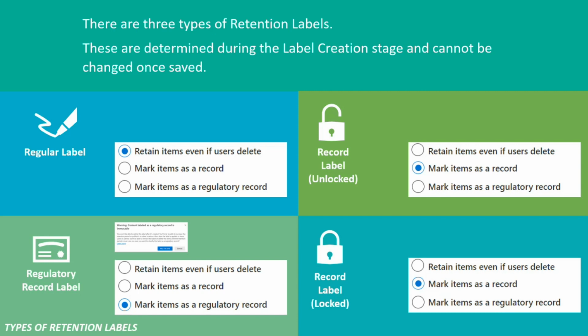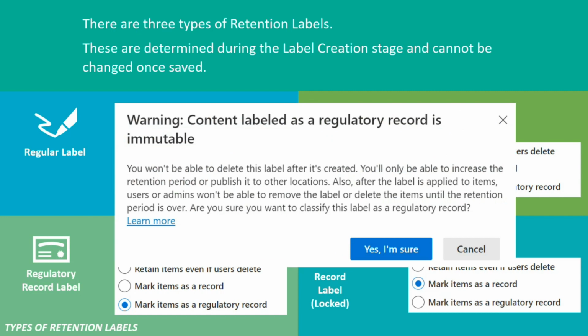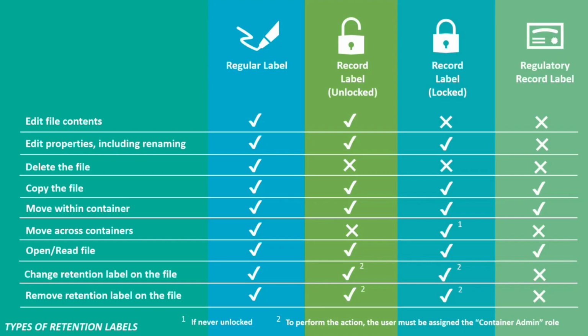And then finally, we have regulatory record labels, which you can think of as the final boss of retention, where once a file has been labeled as a regulatory record, it cannot be deleted by anyone, even an admin. So that is a very powerful one. And on this next slide, you can see that content labeled as a regulatory record is immutable. You'll get this little warning message when you enable that, or if you want to configure that as part of your retention label settings. That's really for those core vital documents where nobody should be deleting them. So onto our next slide.